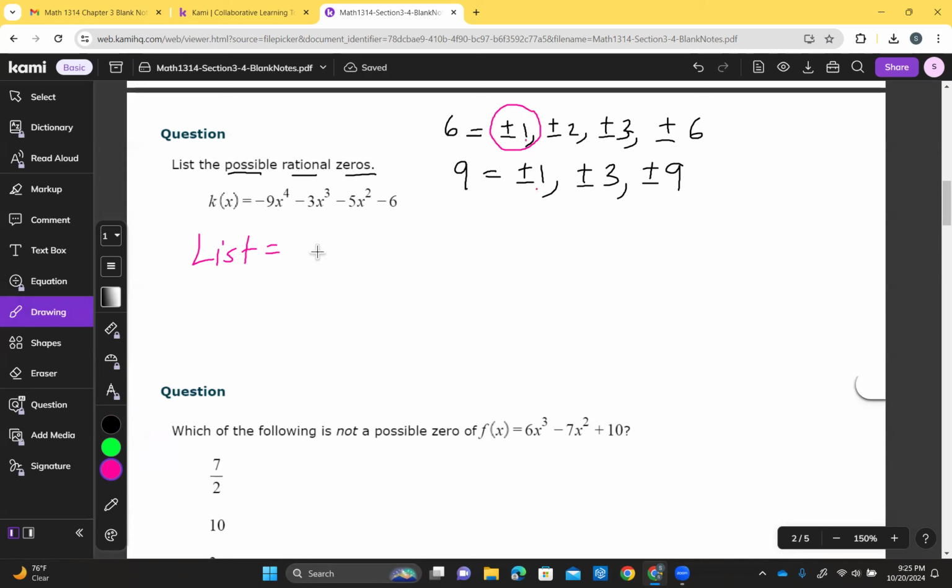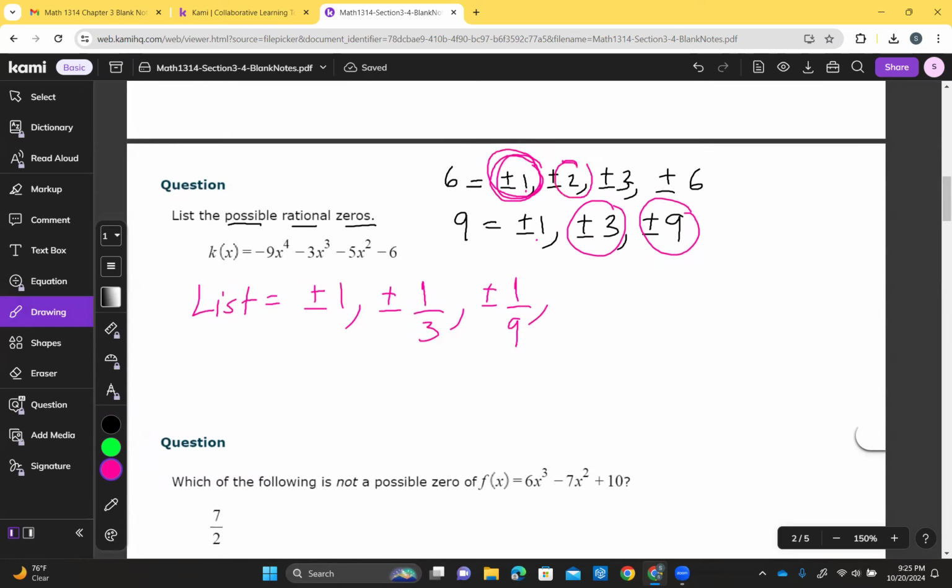1 divided by 1 is 1. 1 divided by 3 is 1/3. And now 1 divided by 9 is 1 over 9. Okay. Next. 2 divided by 1 is 2. 2 divided by 3 is 2/3. 2 divided by 9 is 2 over 9.